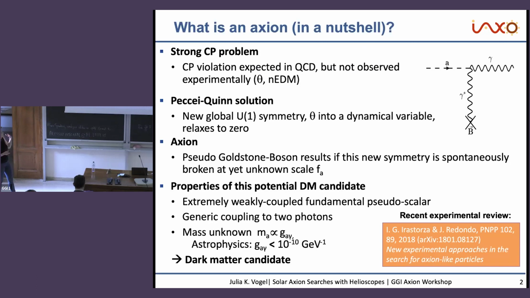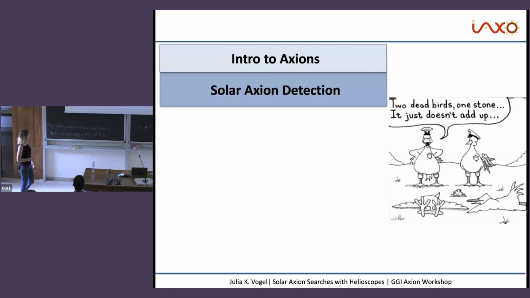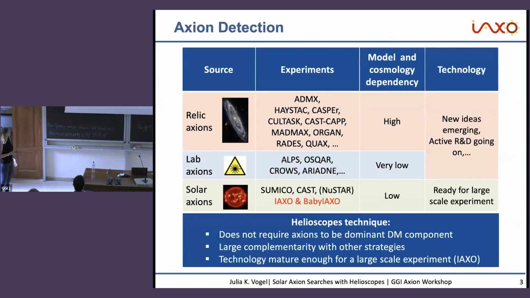So these axions can solve strong CP, and they can be good dark matter candidates. So you can kill two birds with one stone, which is what we always like to do. And beyond that, we of course have the axion-like particles that are also interesting to search for. So let's go into solar axion detection.